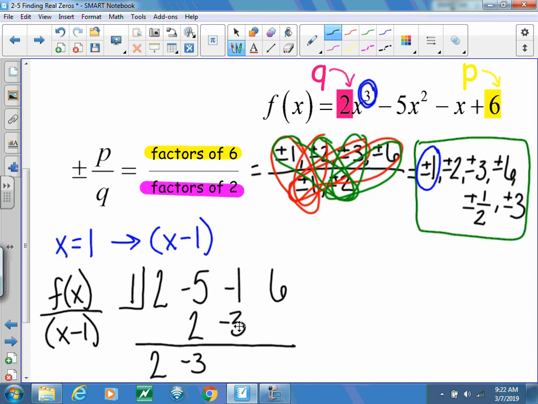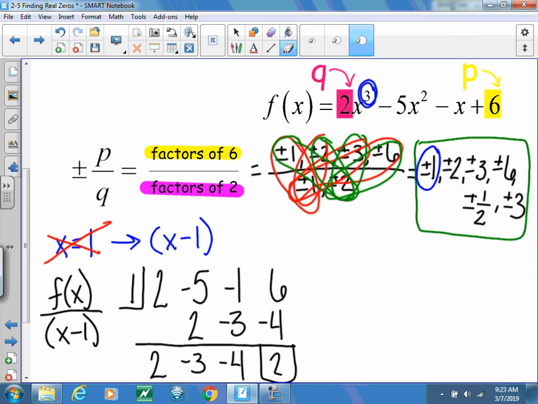And then I'm going to go ahead and add that, and I get -4. -4 times 1 gives me -4, and here I get 2. Now, notice that my remainder is 2. What that means is my x equals 1 is not a solution. So positive 1 is not going to work. All right, so that's not a factor.